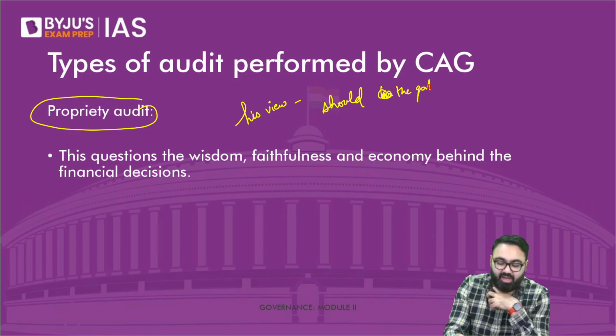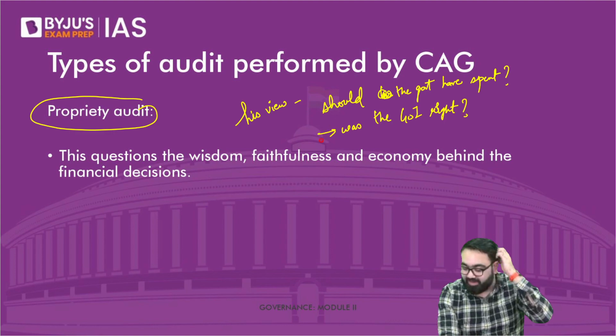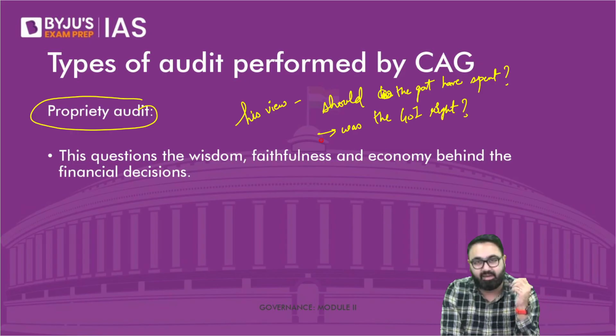Should the government have spent this much money or not? Was the government right in spending money, or should the government not have spent the money? This is called proprietary audit. Was the government right in spending the money, or was the government just wasting it? This is called proprietary audit.